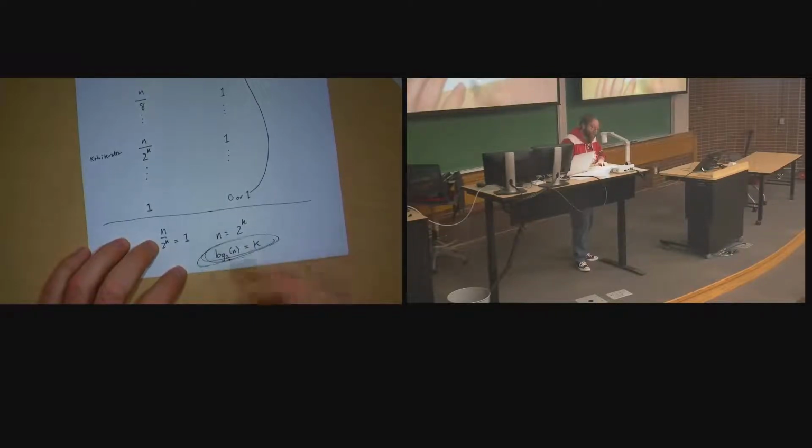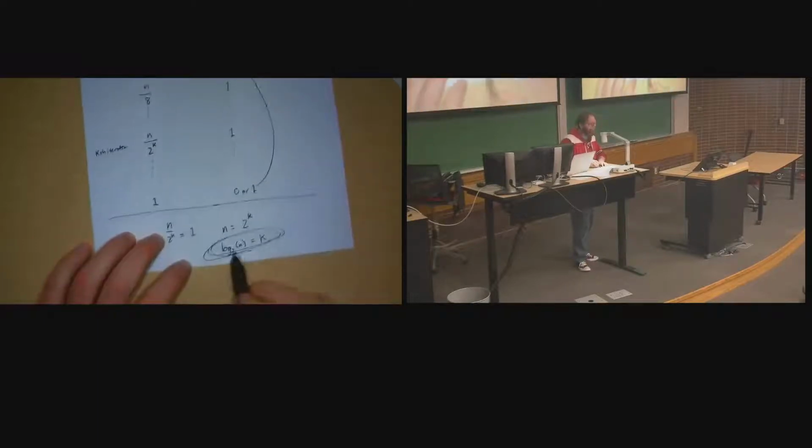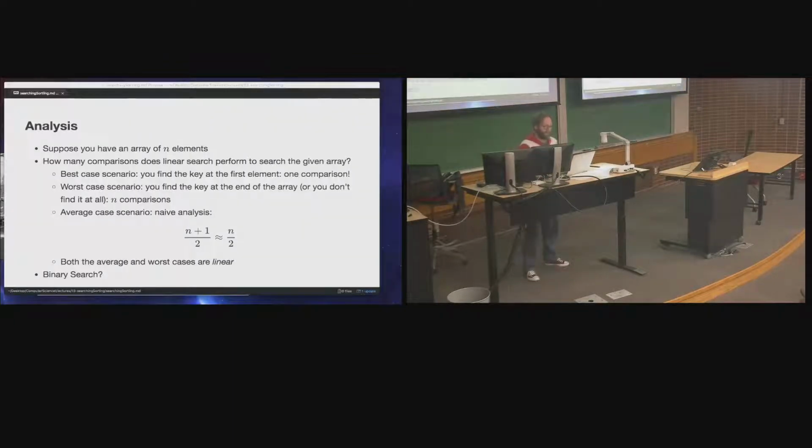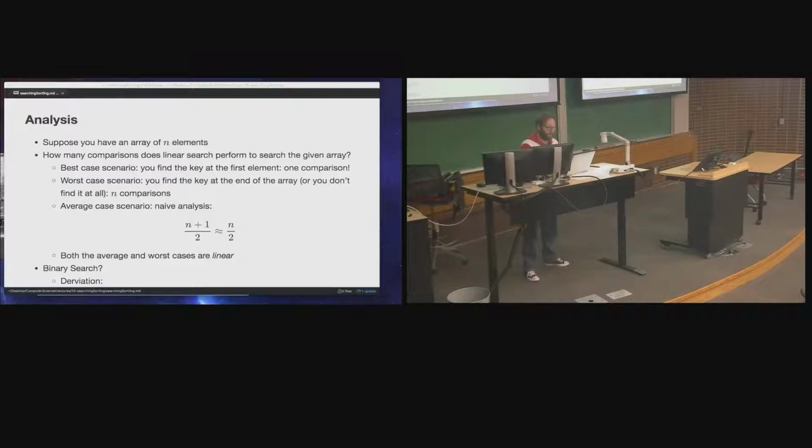This is what I'm getting at right here. How many iterations are there? How many ones are there? Log base 2 of n. That takes us to our final analysis here. So binary search only requires the derivation as it was on the white paper and in the book.